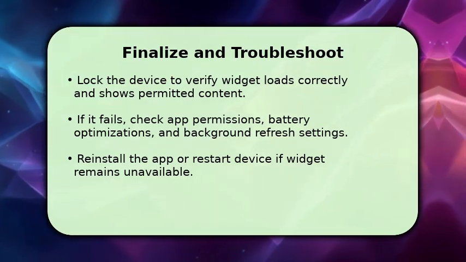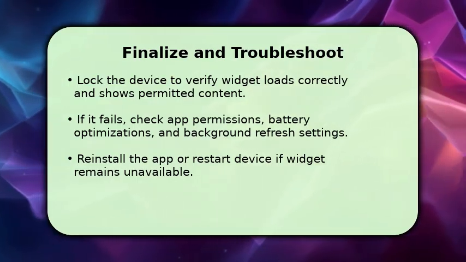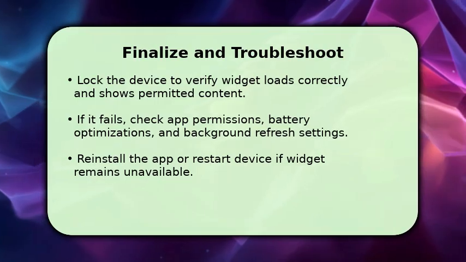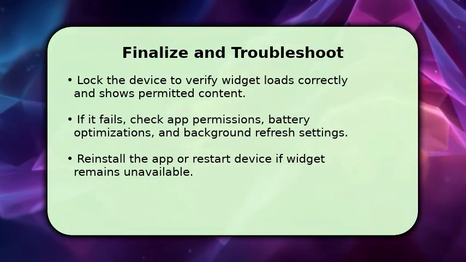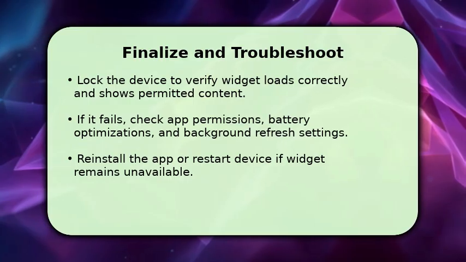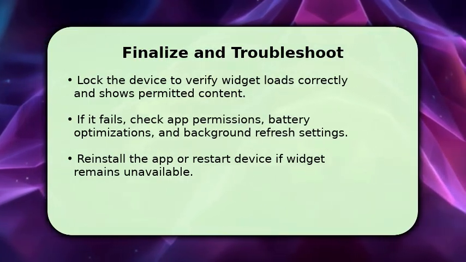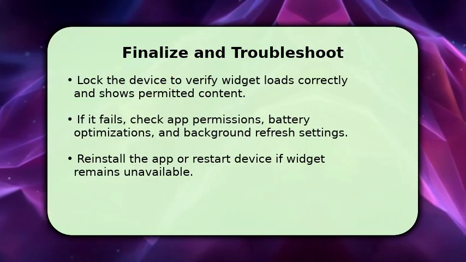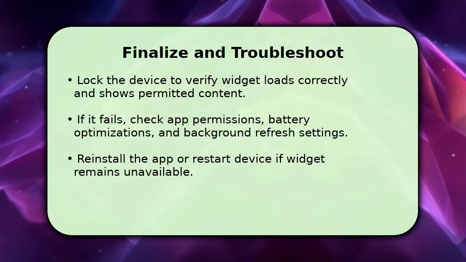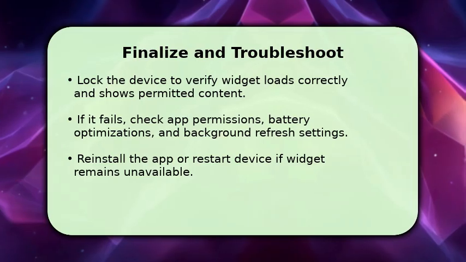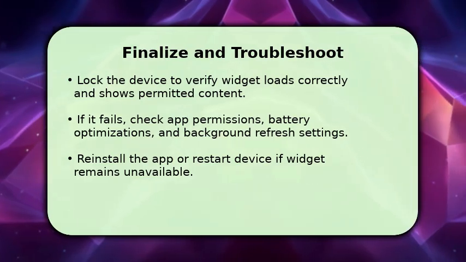If it doesn't show, make sure the app's lock screen permission is enabled, battery optimization isn't blocking background refresh, and network access is allowed. As a key troubleshooting tip, restart the device or reinstall the app to re-register the widget with the system. This resolves most registration and caching problems quickly, so the widget becomes available again.